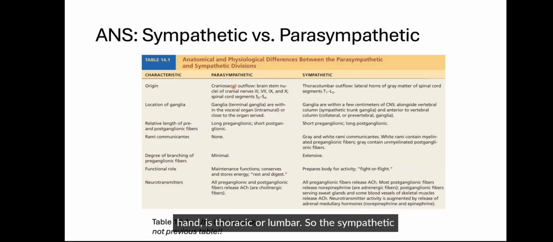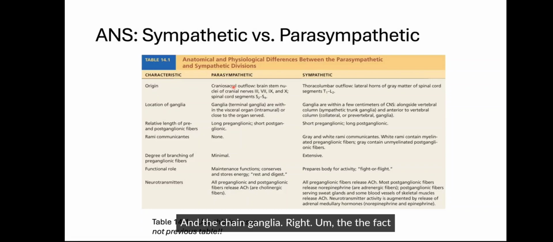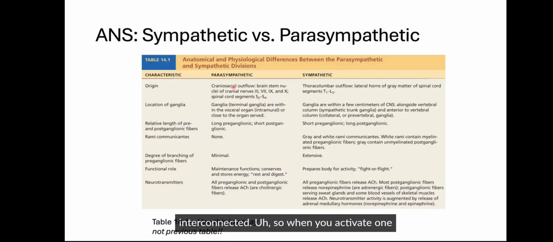Sympathetic, on the other hand, is thoracolumbar. So the sympathetic ganglia are arranged beautifully near the spinal cord, and this is called the paravertebral column, right? And it's right next to the spinal cord, right? And that makes sense because the spinal cord receives a lot of reflex action, right? And that immediately gets communicated to the sympathetic nervous system, especially if the reflex is life-threatening. And the chain ganglia, right? The fact that the sympathetic ganglia are chain ganglia really is important because they're all interconnected. So when you activate one ganglion, you're activating all of them.